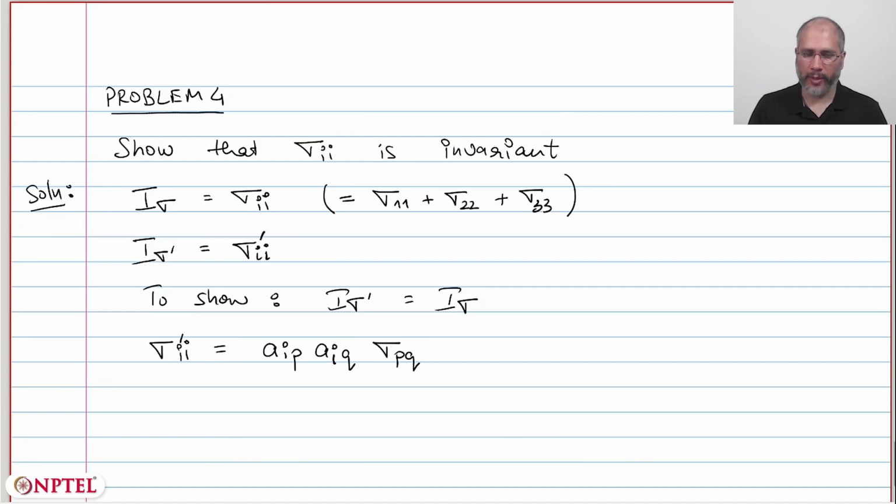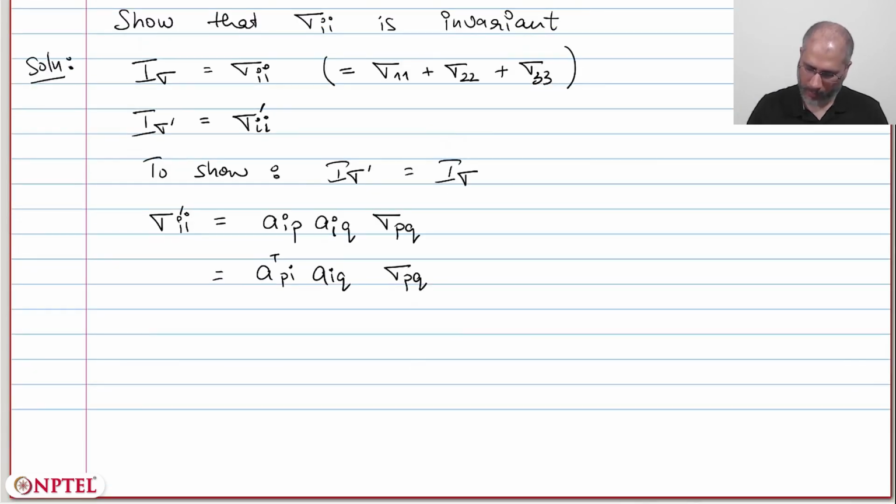Now we will try to use the orthogonal property of the transformation matrix. So we'll write this as A transpose PI A IQ, and this remains a sigma PQ. So we can see that this is nothing but A transpose times A, which becomes a delta PQ, and this is a sigma PQ. And when I apply the substitution property of delta, this becomes sigma PP, which can also be written as sigma II, because the indices P and I are dummy here.